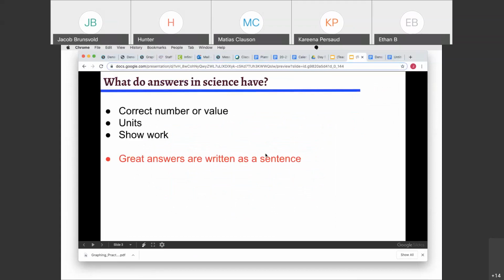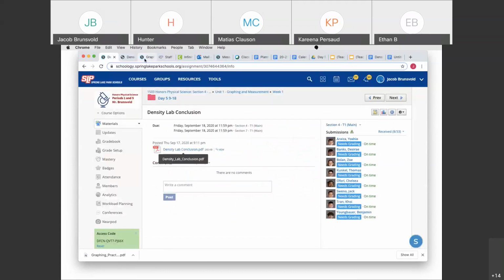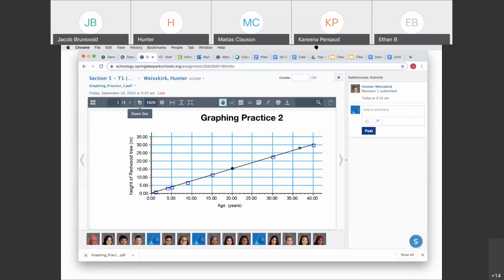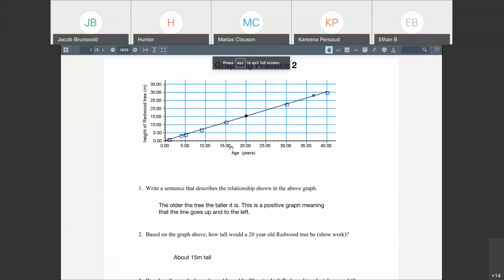So let's ask the class. Did he do those 3 things? Did he write the correct number? Did he use units? And did he show work? What do we think? Which of those things, if any, did he do?